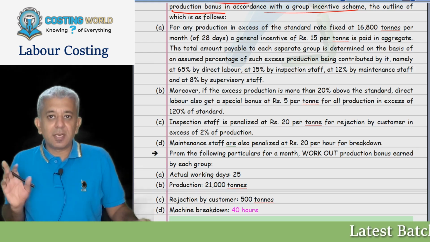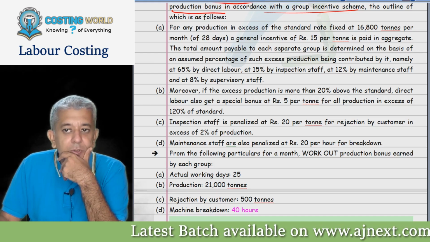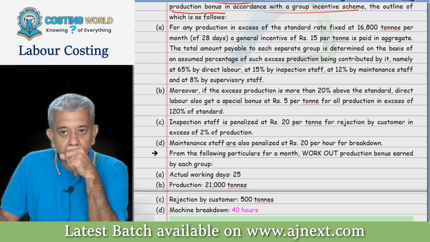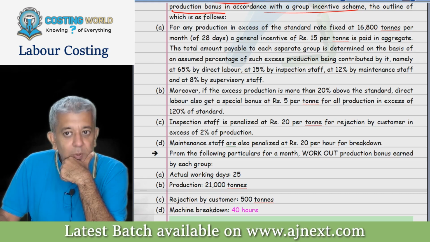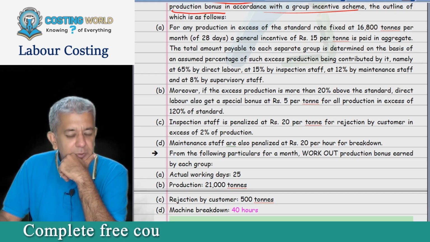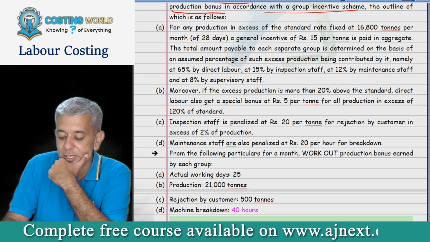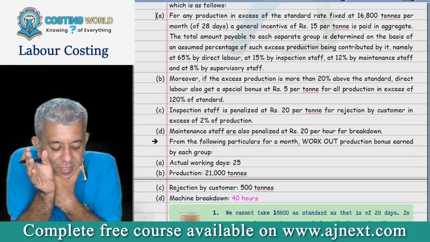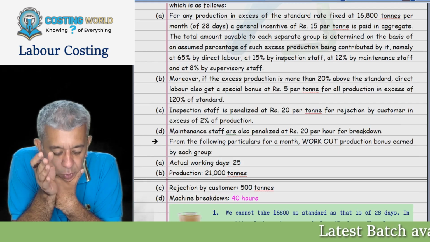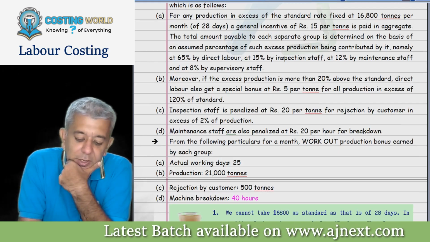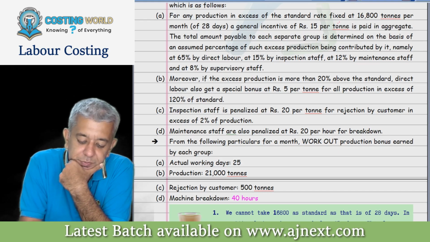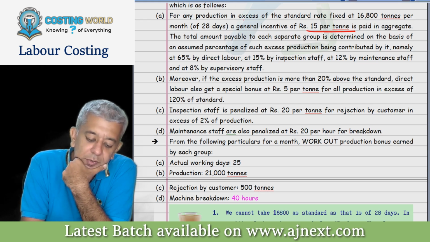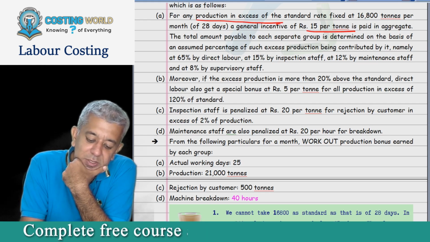There's one answer that is correct till now, rest all the answers are wrong. 102,600 should have been the answer. So let's start. Now see, one thing, can we say there will be a bonus at the rate of 15 per ton for any production in excess of the standard?